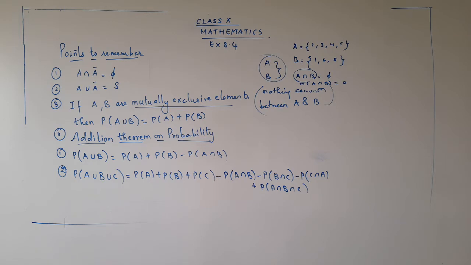Okay, you have taken down the points, children. Now let's come back to our exercise. So write down the heading as exercise 8.4. Take down the first question. If P of A is equal to 2 upon 3, P of B is equal to 2 upon 5, P of A union B is equal to 1 upon 3, then find P of A intersection B.